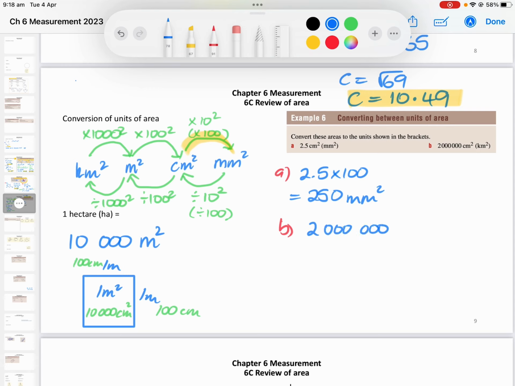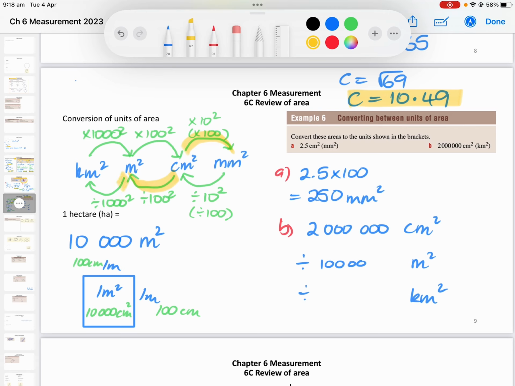And we want to go from centimetres squared to kilometres squared. So it's in centimetres squared. The first thing I'm going to do is go to metres squared. And I know that to go from centimetres squared to metres squared, I divide by 100 squared, or 10,000.